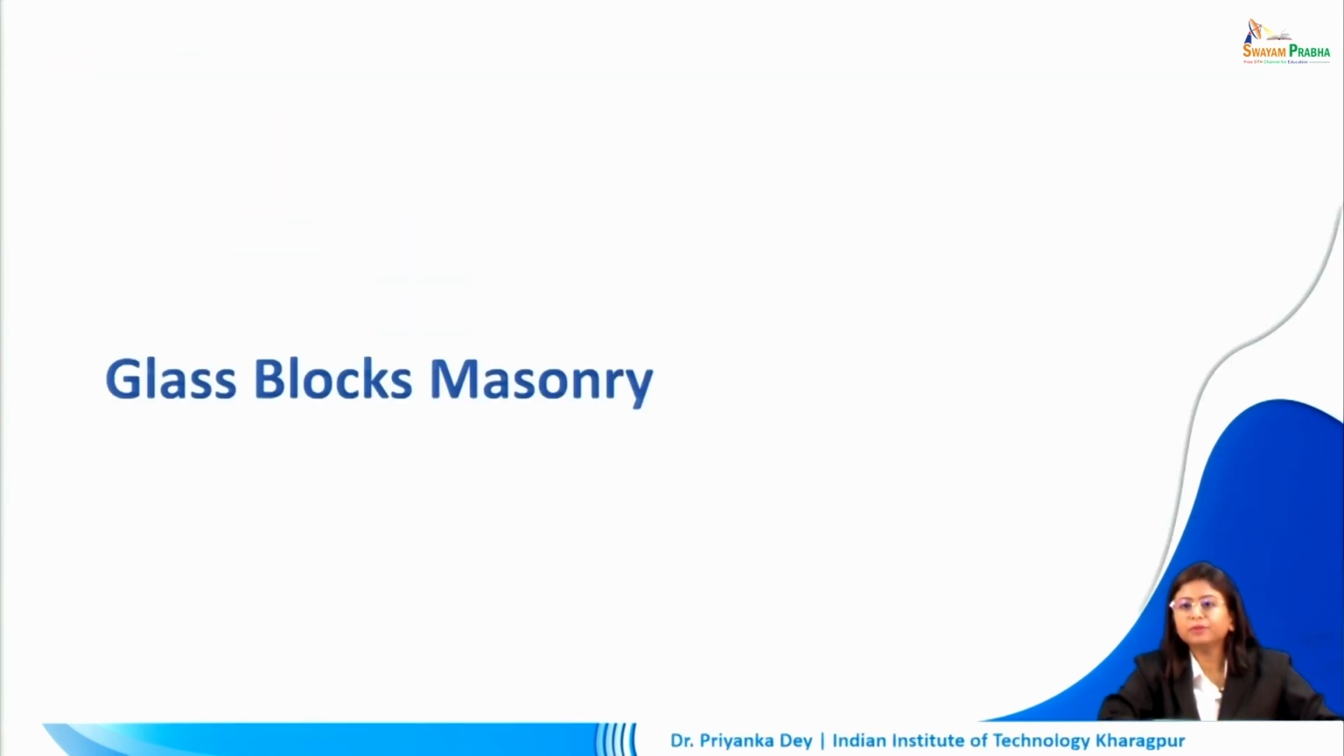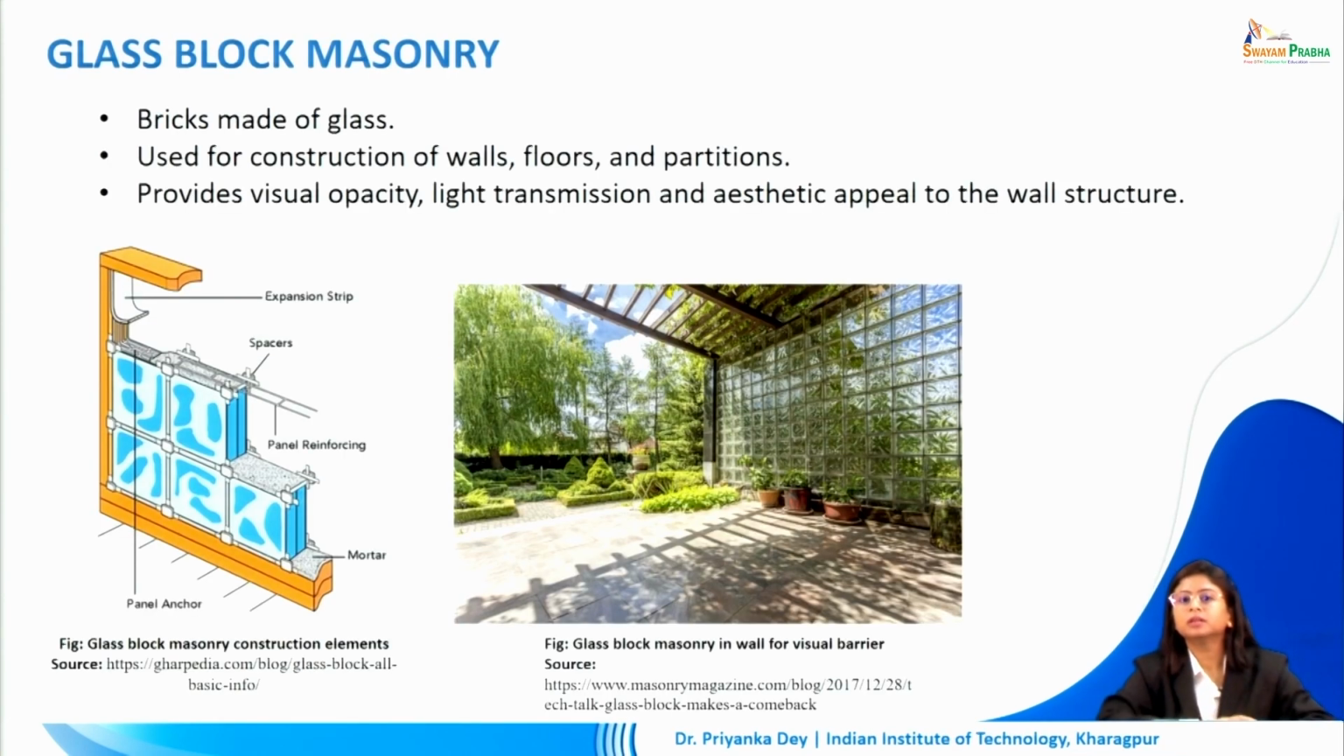So the next type of masonry we're dealing with is glass block masonry. Here, of course, it's just like brick masonry. The only difference is the blocks are made up of glass. Now this is used in construction of walls, floors and partitions. It's very common in commercial properties, for example restaurants, or we may even use it in outdoor constructions as demonstrated in the picture here.